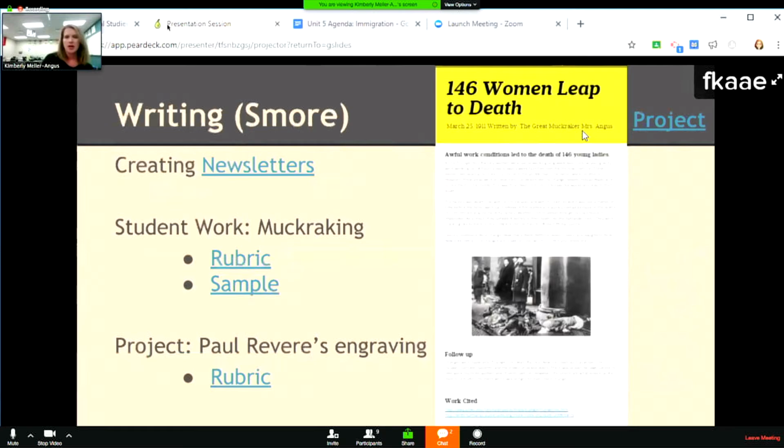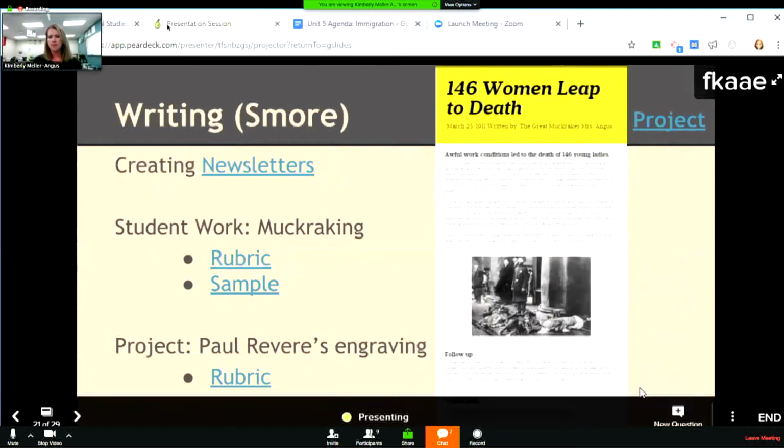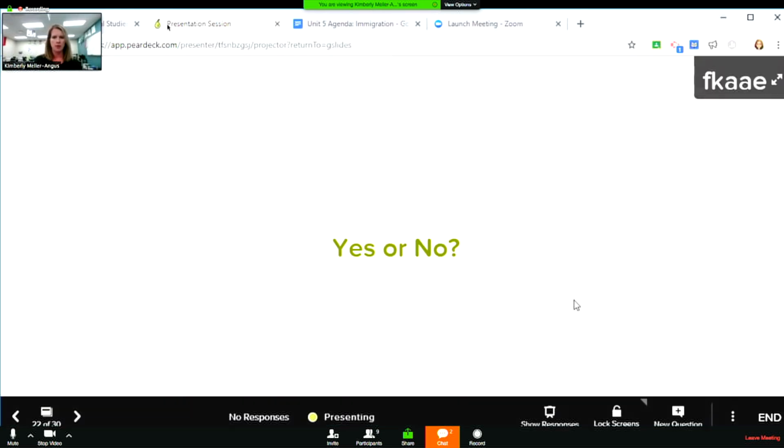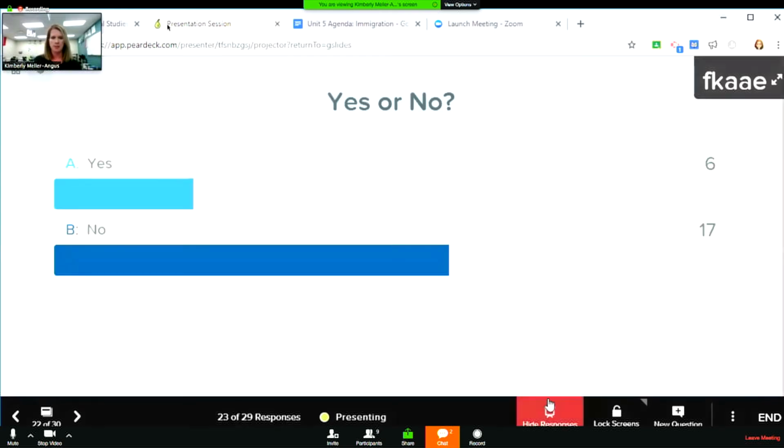All right. S'mores. Has anyone used S'more in here? Yes or no? A quick survey so I know how quickly I should go through the information. So I have a few people, mostly no's. All right.